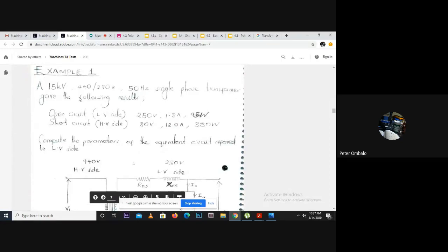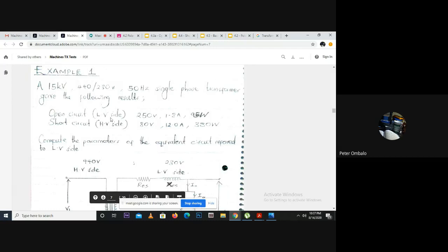So example 1. A 15 kilovolt 440/230 transformer, 50 hertz, gives the following results. The open circuit test is conducted on the low voltage side: 250, 1.8. Then the short circuit test. Compute the parameters of the equivalent circuit referred to the low voltage side.